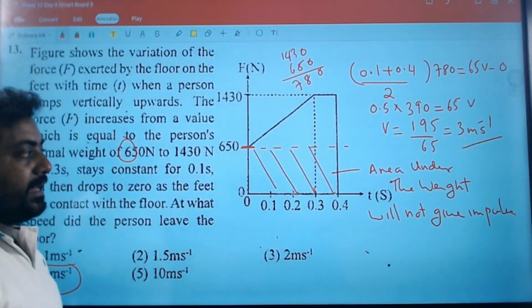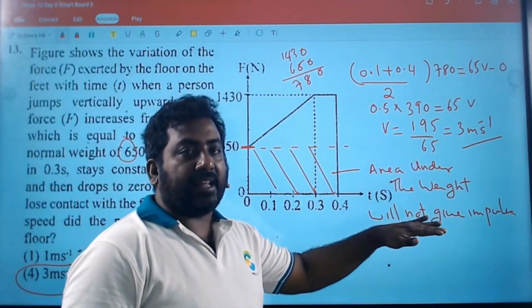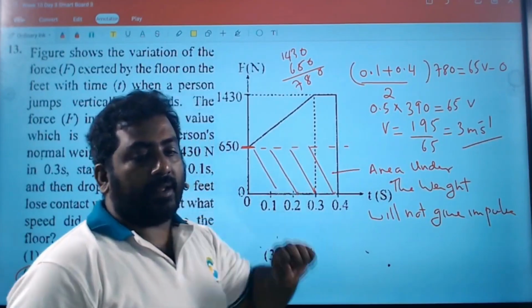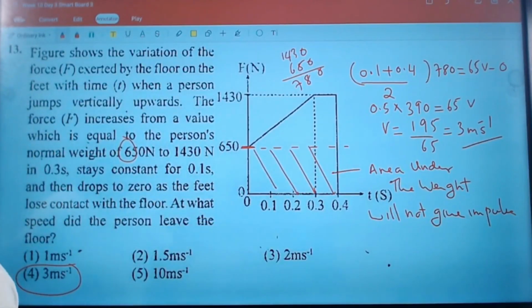So what's the main idea here? Area under the weight has no meaning. Area above the weight will give you the required impulse to jump.